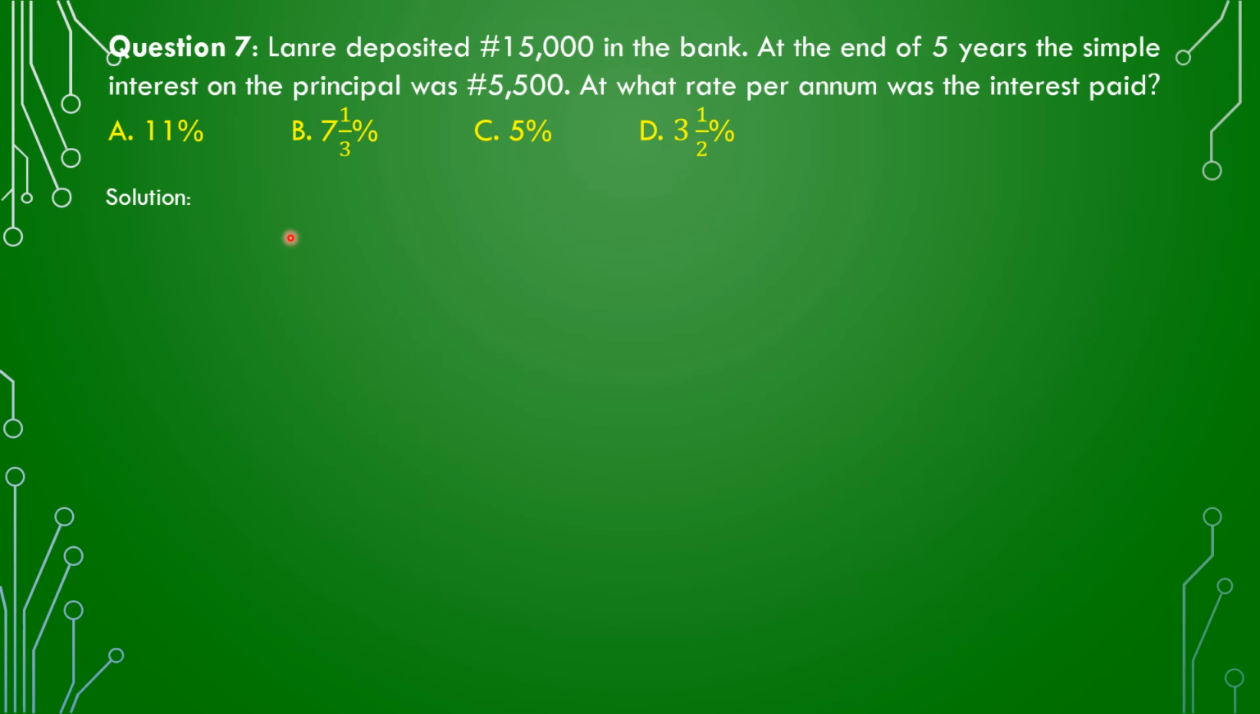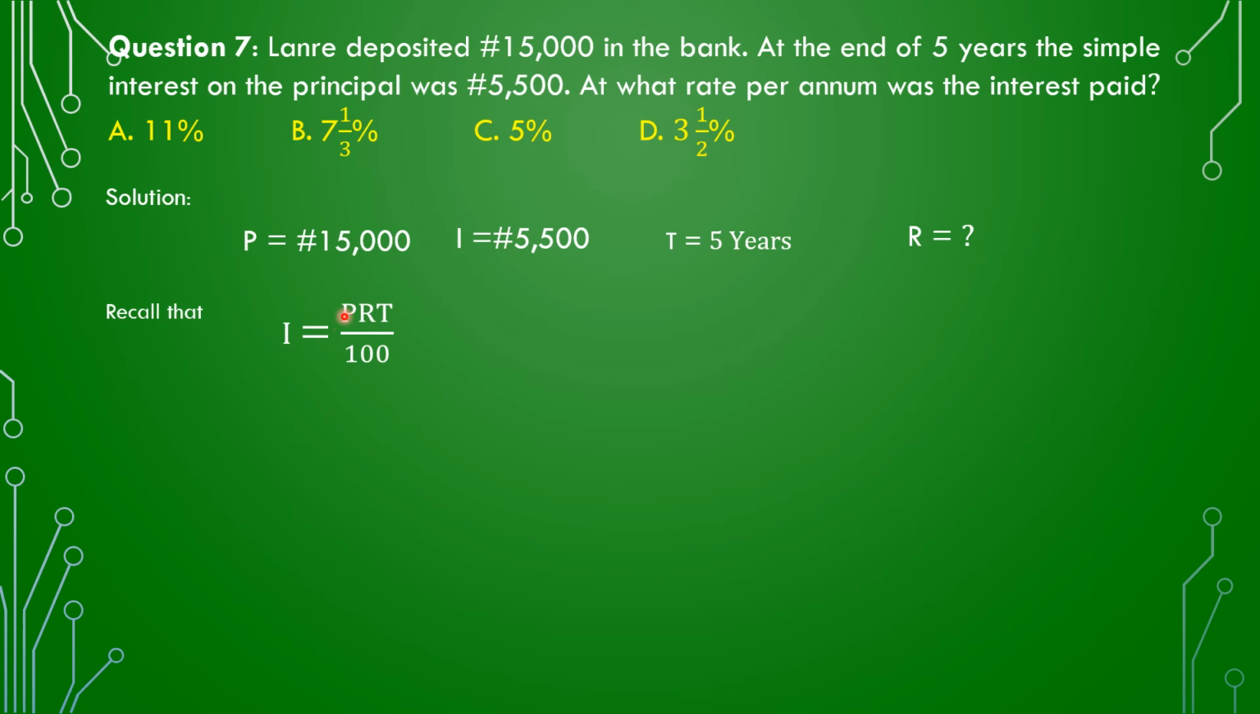Solution, as usual, we need to write out the known parameters and then we look for the parameters that are not known. From the equation, the principal P is 15,000 naira, the interest is 5,500, the time is 5 years, and the rate is not known. They said at what rate? Always make sure you read the question very well. Recall that I is equal to P times R times T all divided by 100.